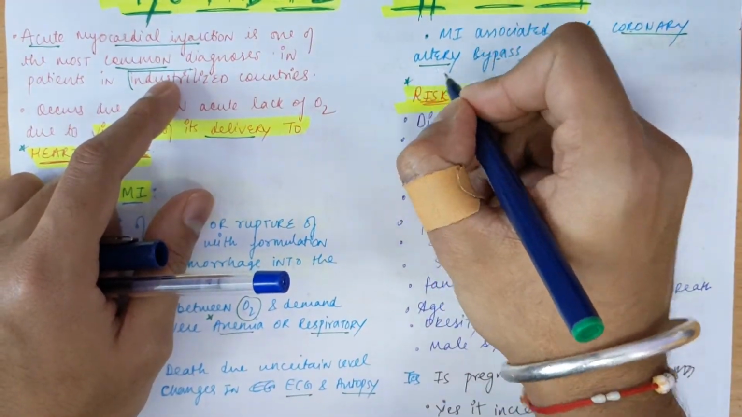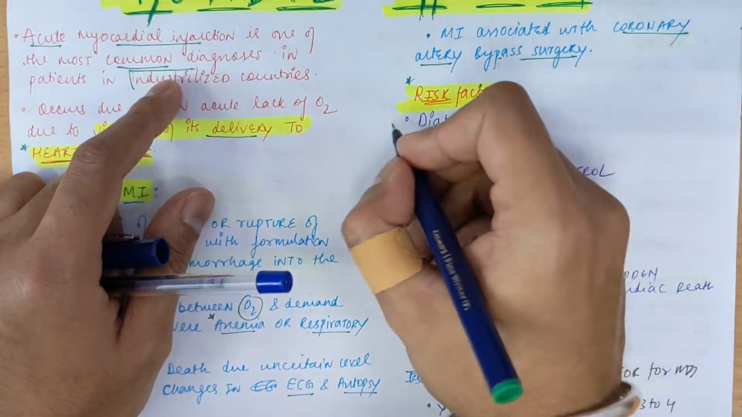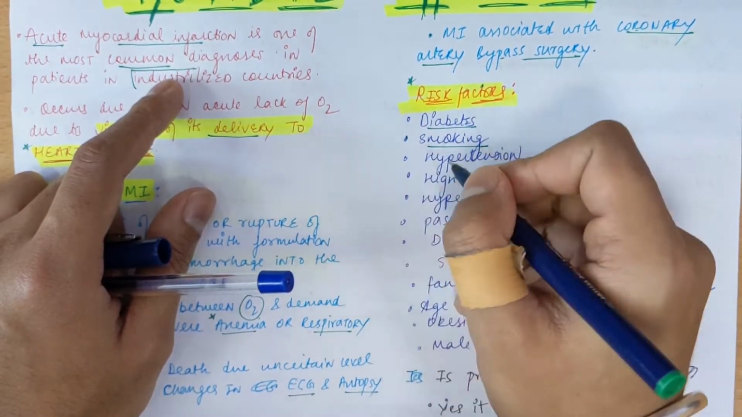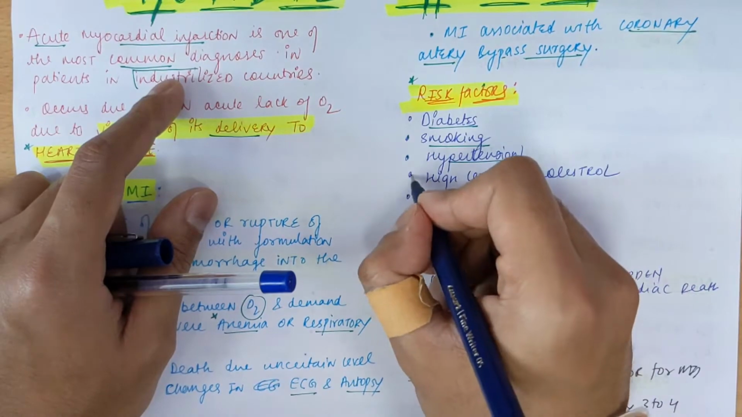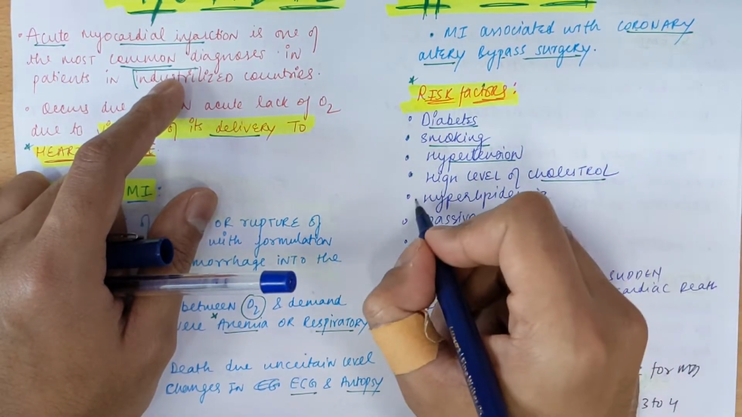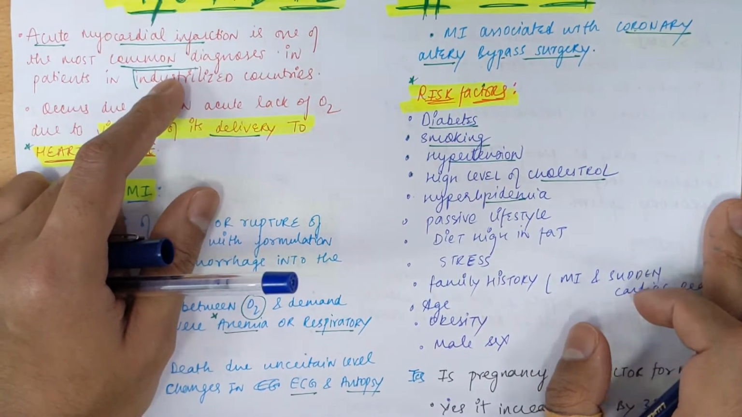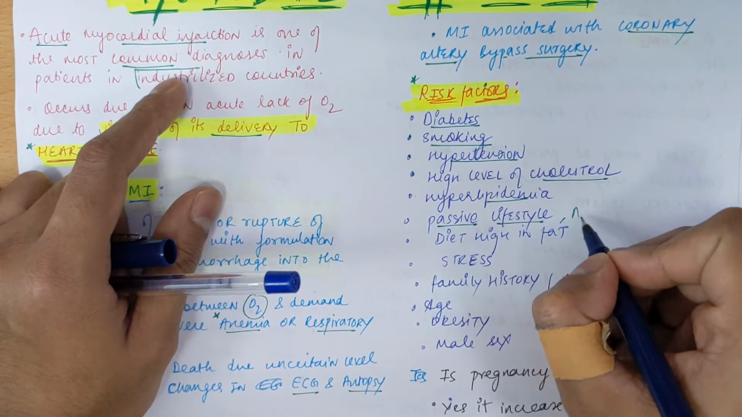Now what are the risk factors? The patients who are prone or have the chances of development of MI. The risk factors are like diabetes. The patient is suffering from diabetes and has the frequent habit of smoking, and suffers from hypertension, and there is a high level of cholesterol, hyperlipidemia, high level of triglycerides in the blood, and the lifestyle is very sedentary, with no active movement, no exercise.